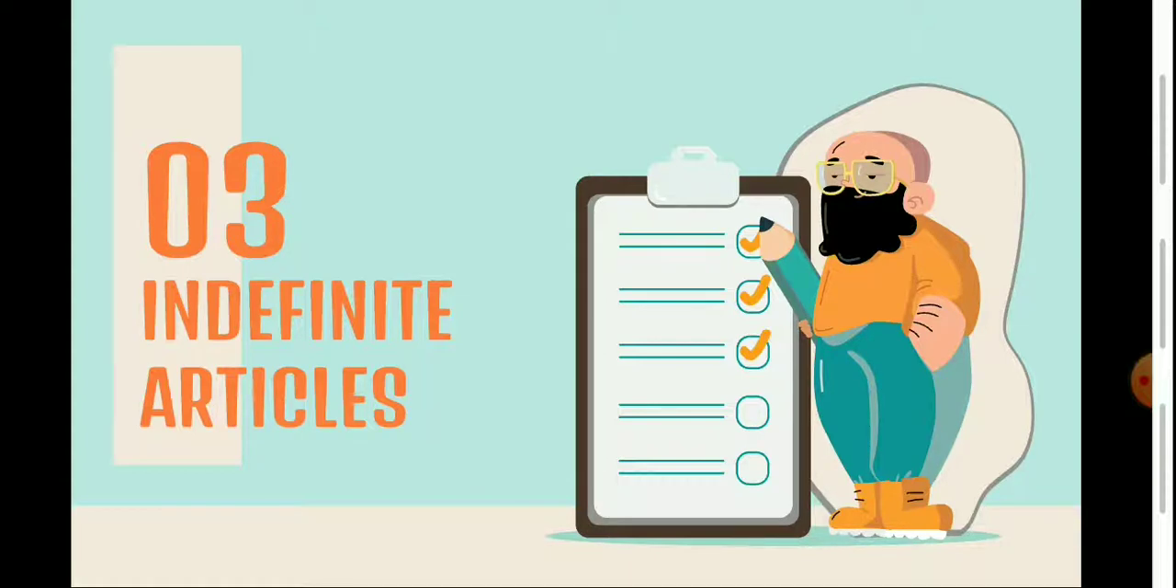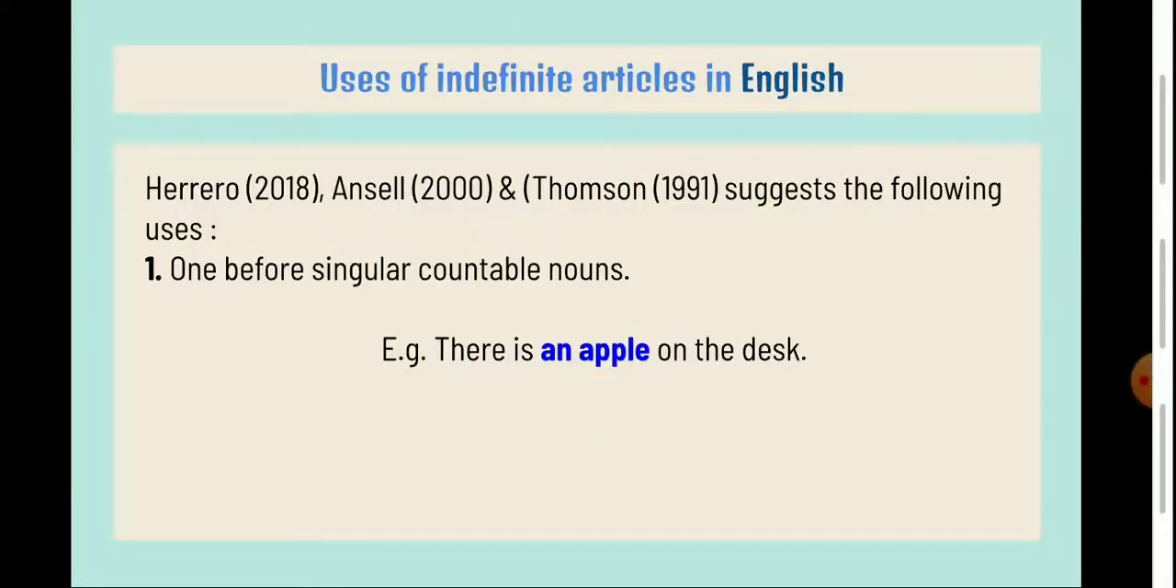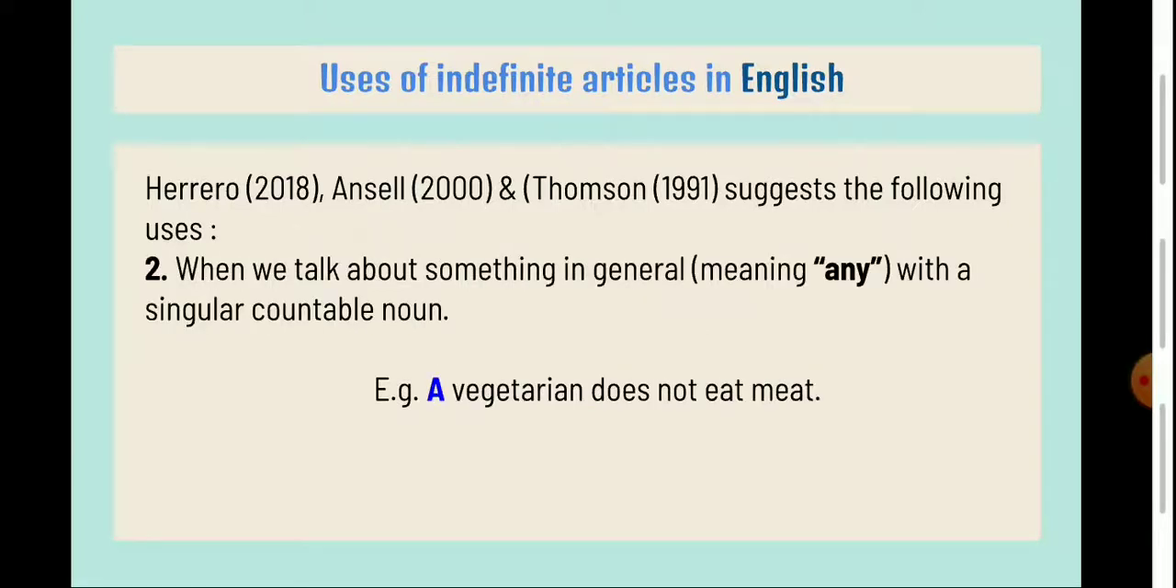Indefinite articles. When do we use them? In English, we use indefinite articles before singular countable nouns. For example, there is an apple on the desk. We also use indefinite articles when we want to talk about something in general, meaning any, with a singular countable noun. For example, a vegetarian does not eat meat. Here, we are saying that most or all vegetarians don't eat meat.